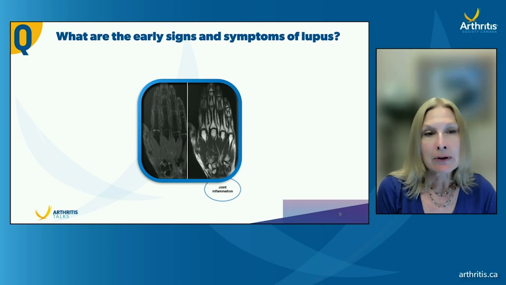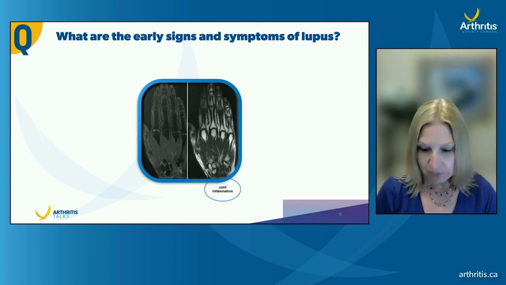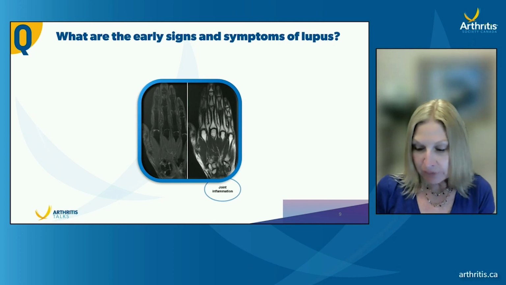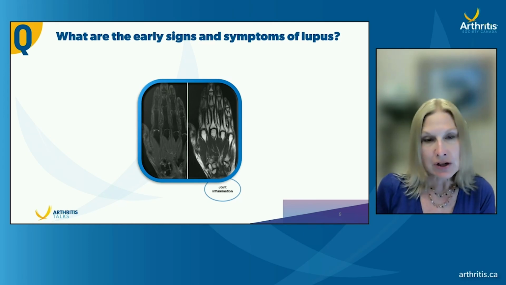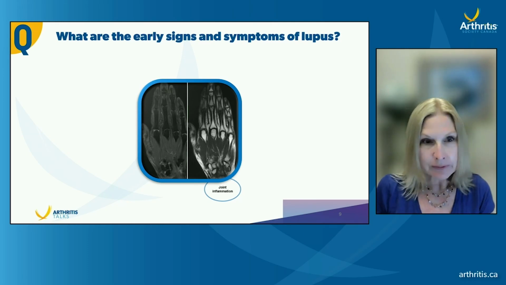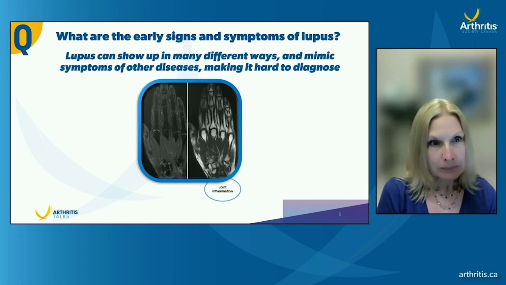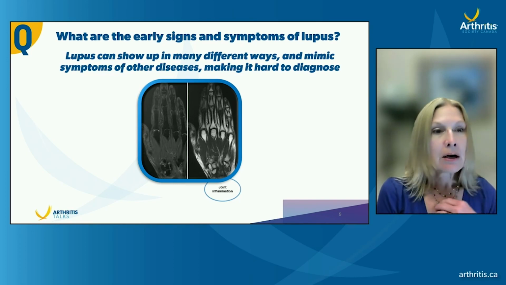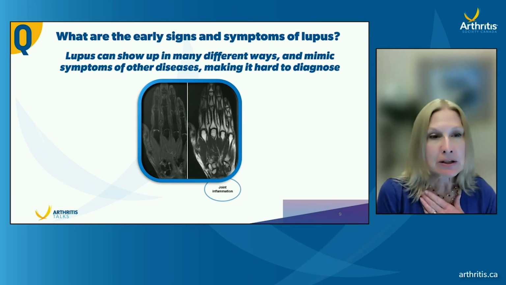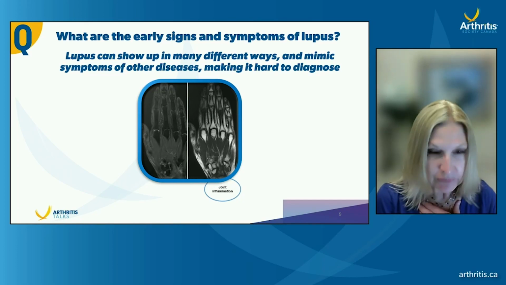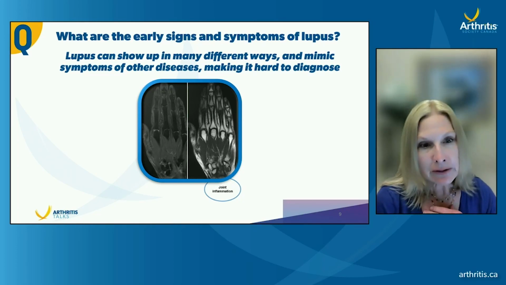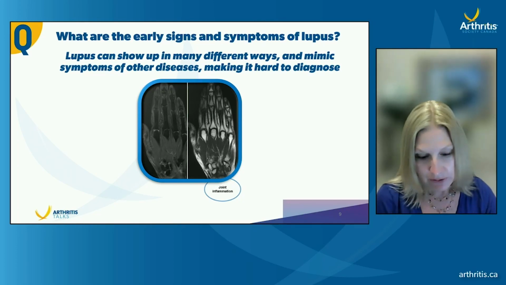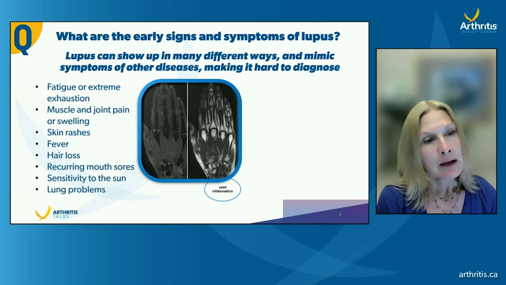And in terms of what the early signs and symptoms of lupus are, that's actually a tough question because it is such a diverse disease. Lupus can show up in so many different ways and mimic symptoms of other diseases, and it makes it really very hard to diagnose.